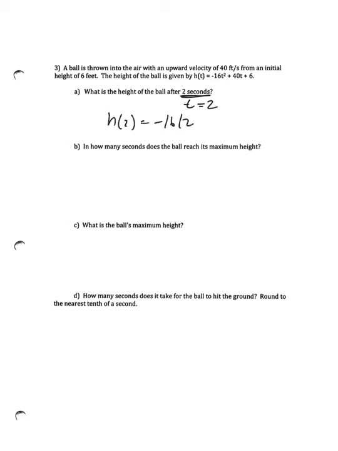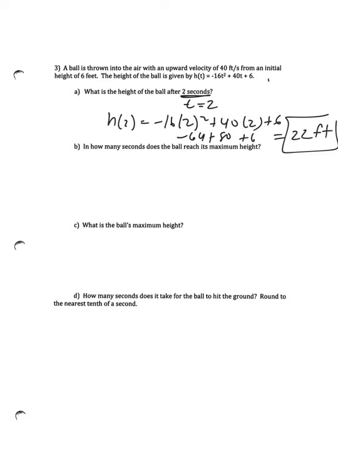So negative 16 times 2 squared plus 40 times 2 plus 6. So we're going to do negative 16 times 4, which is going to be negative 64 plus 80 plus 6. So negative 64 plus 80 is going to give us 16, and 16 plus 6 is going to be 22. So it'll be 22 feet above the ground. The ball will be 22 feet above the ground after 2 seconds.